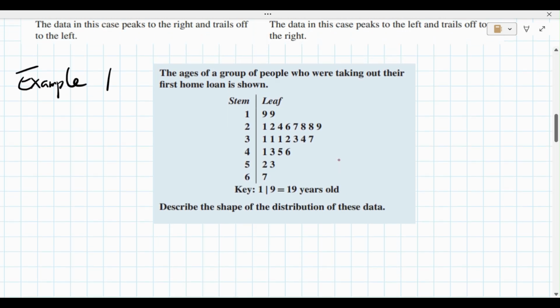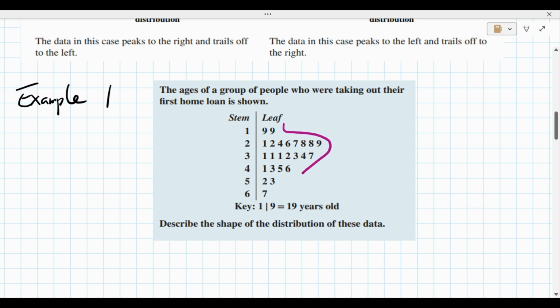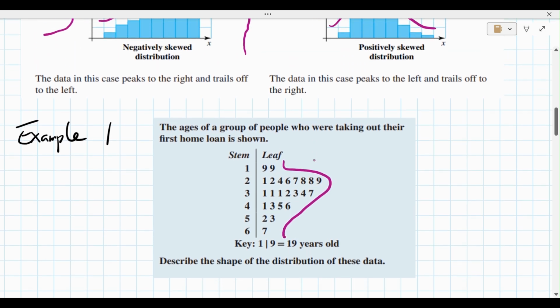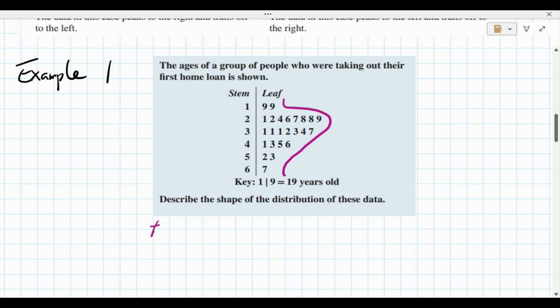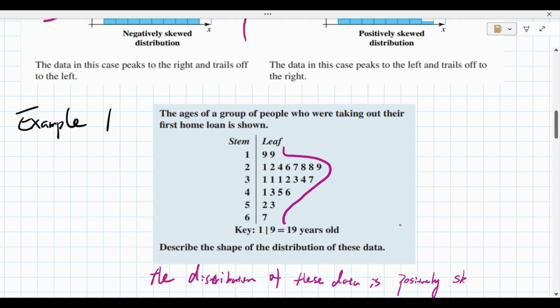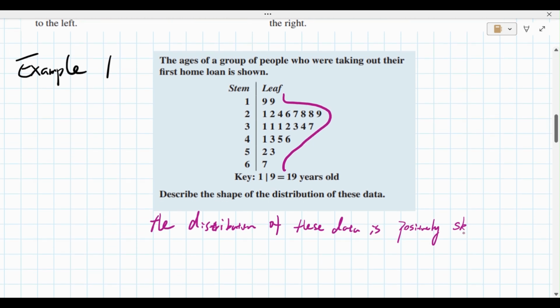So the question on the leaf, we can say is clearly a positive skew. So we can say the distribution of this data is positively skewed. Just double check, did I pronounce that right? Yes.